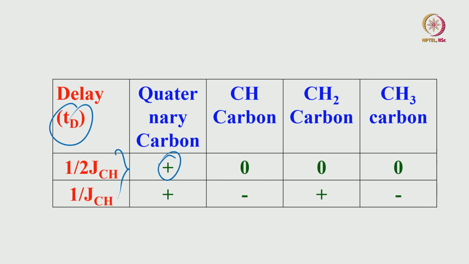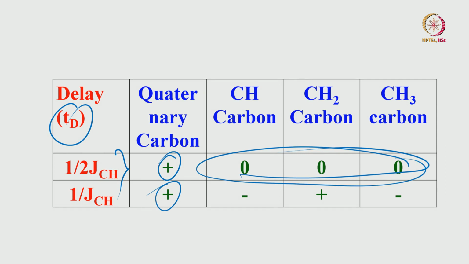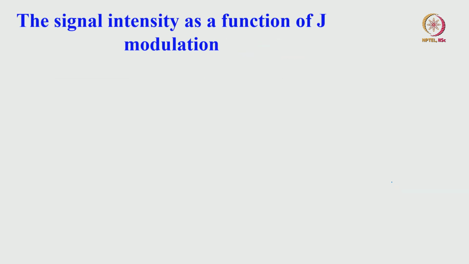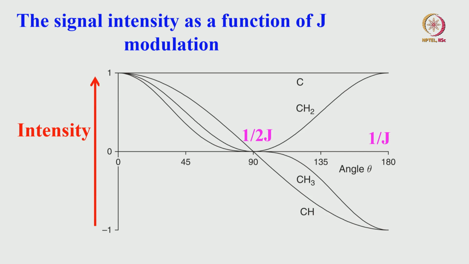For a quaternary carbon, it will never vanish, it is always positive. CH carbons at 1 over 2J: all CH, CH2 and CH3 are 0. Whereas at 1 over J, CH is negative, CH2 is positive, CH3 is negative. We can calculate that. The signal intensity as a function of J modulation is like this.